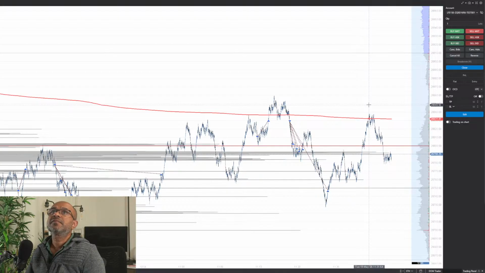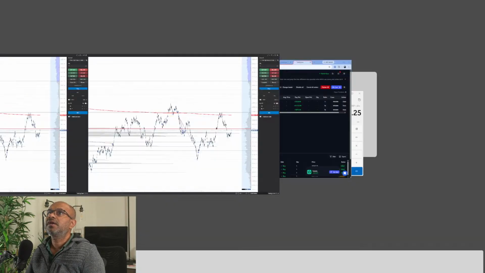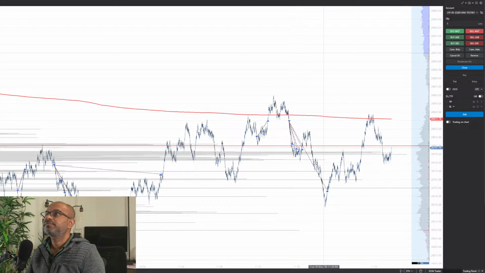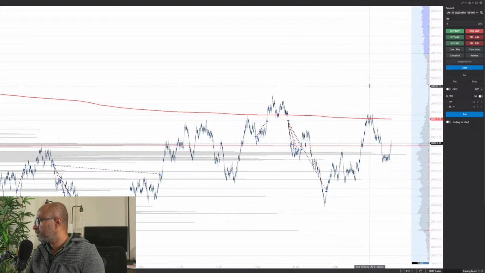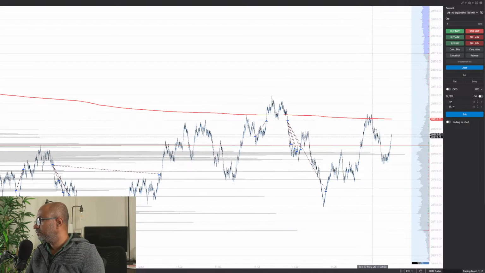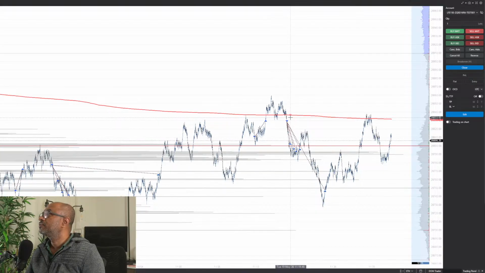Okay, so NQ. Then let's look at the ES chart. 11:30. Price action over here, 11:30. Now we have already banked the trade profit.